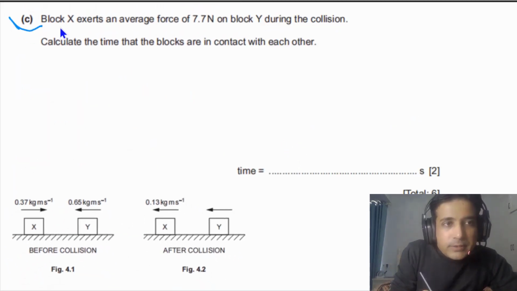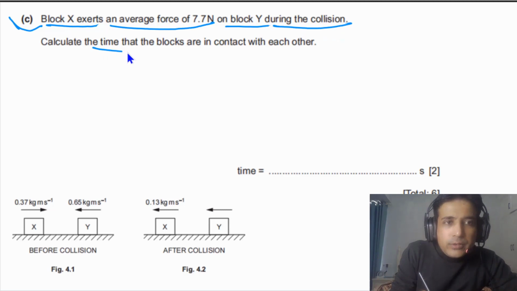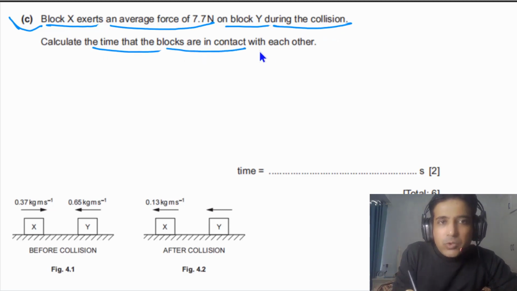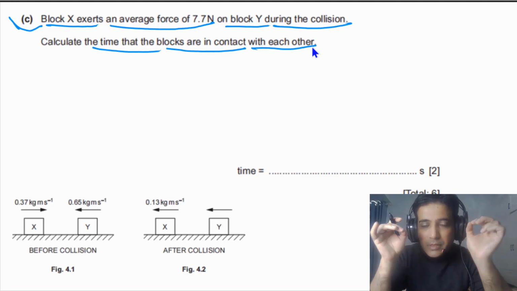For part C, it is given to us that block X exerts an average force of 7.7 newtons on block Y during the collision. Calculate the time that the blocks are in contact with each other. It's a beautiful question and also a straightforward question.